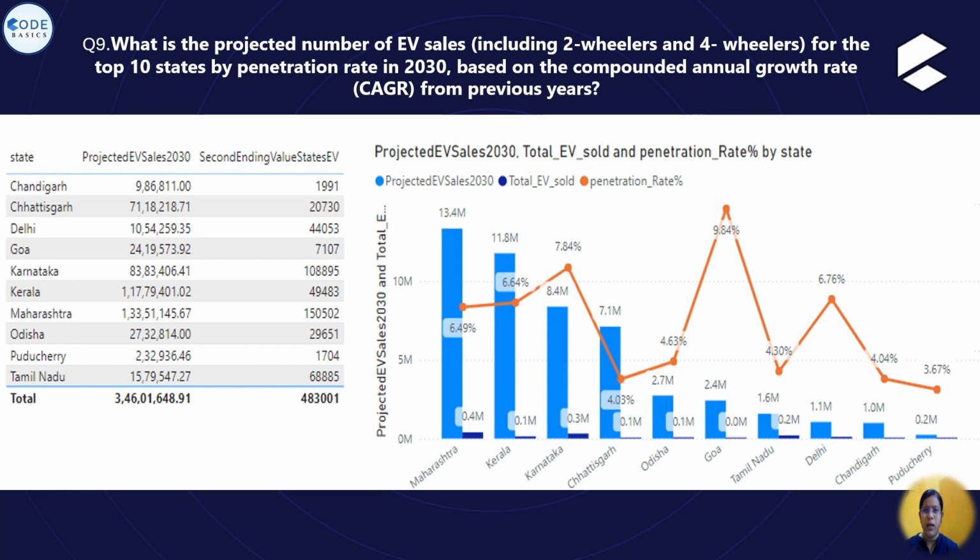What is the projected number of EV sales, including both two-wheeler and four-wheeler, for the top 10 states by penetration rate in 2030 based on the compounded annual growth rate from previous years? Now here we can see the states like Chandigarh, Chhattisgarh, Delhi, Goa, Karnataka, Kerala, Maharashtra, Odisha, Puducherry and Tamil Nadu in the list. Now here we can see that the projected EV sales in Goa is higher than others.